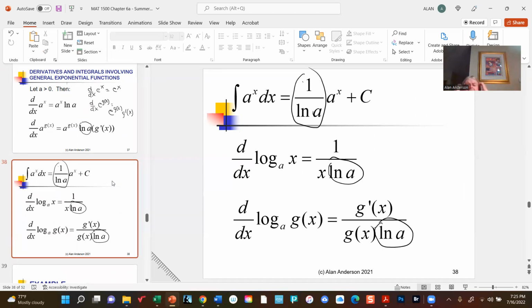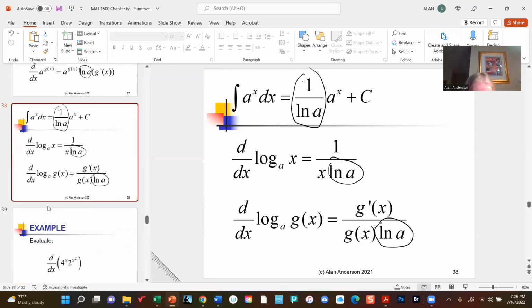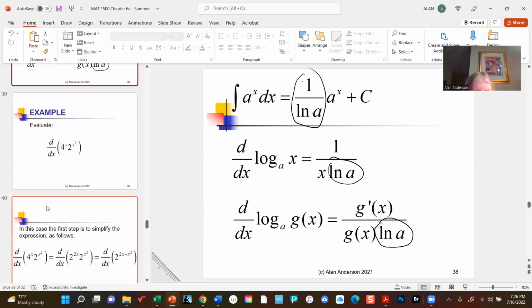So that log a comes in because we're dealing with either a to the x or the log base a, instead of the natural log. All right, so when is that going to help? Well, let's take a look at this. Now, this one requires a little bit of cleverness.